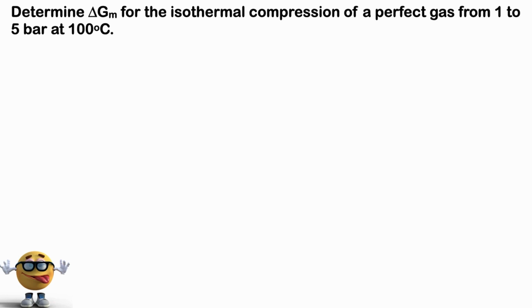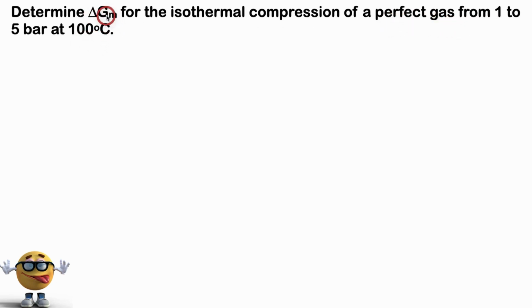Alrighty, gang, I'm going to show you how Gibbs energy changes with pressure, so the pressure variance of Gibbs energy, and I'm going to show you that using a very common exam problem right here. We want to determine the change in Gibbs energy. This is the change in molar Gibbs energy for the isothermal, constant temperature compression. This also works for expansion of a perfect or ideal gas from 1 to 5 bar at 100 degrees Celsius.